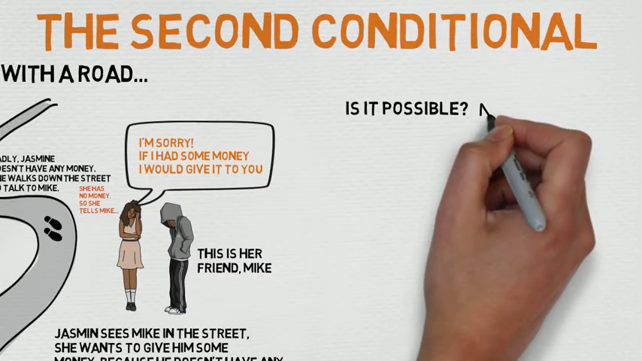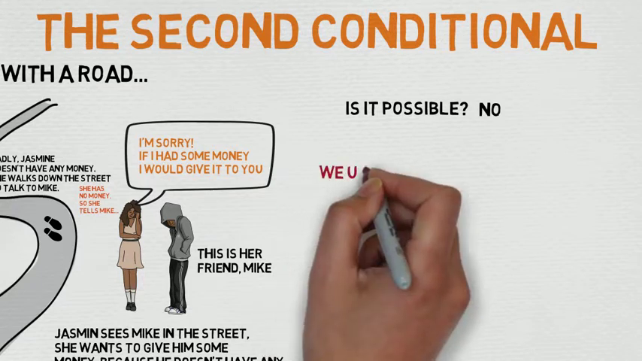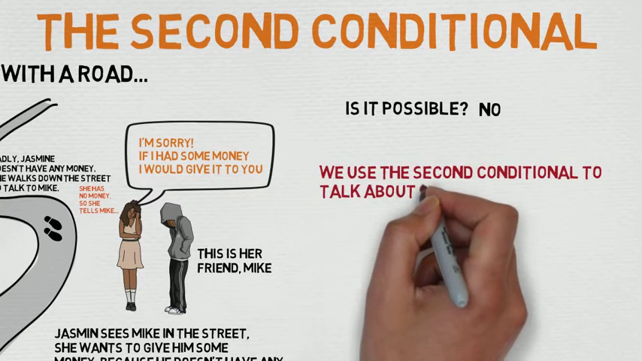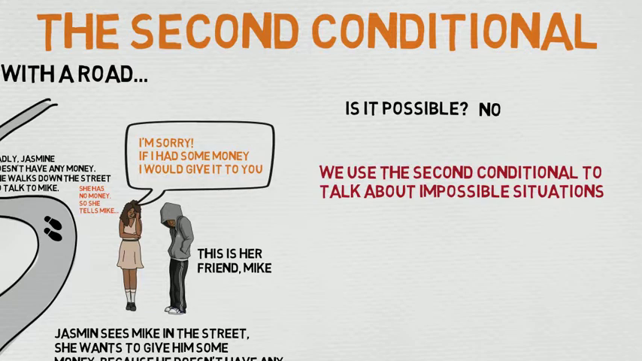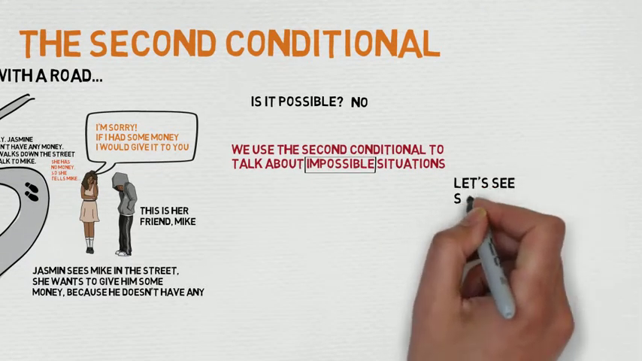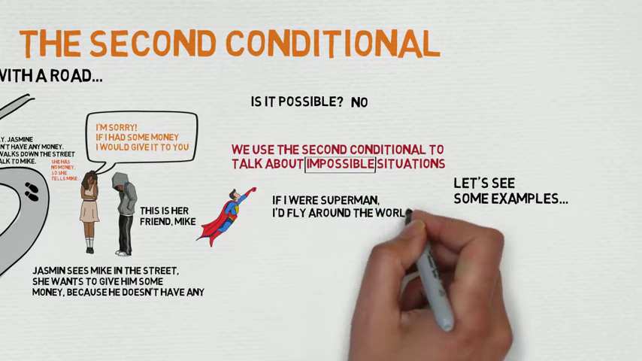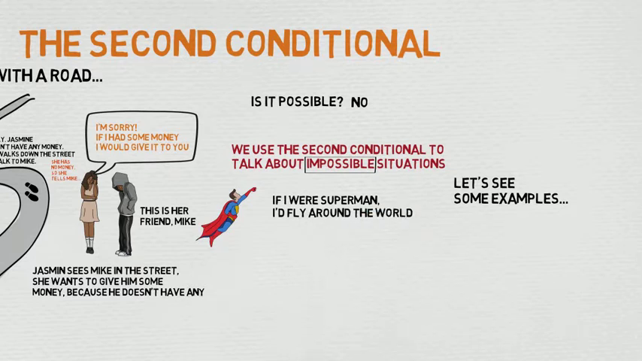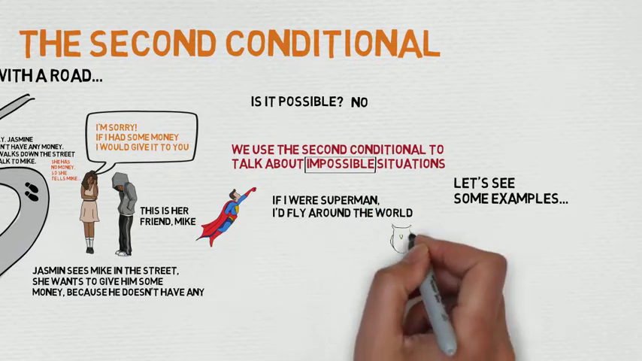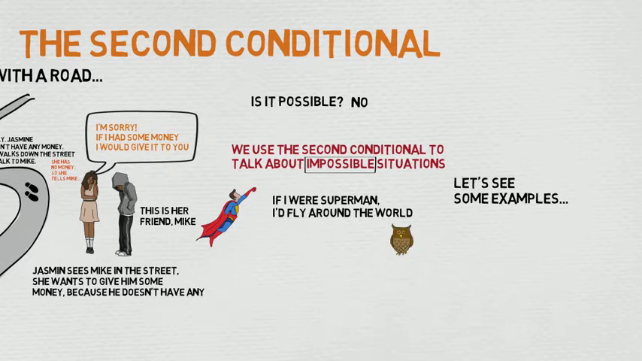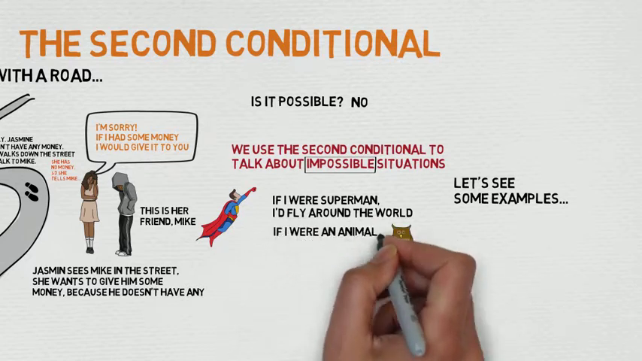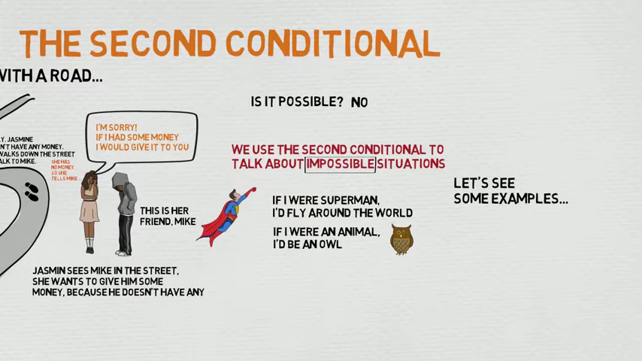Is it possible? No, she doesn't have any money. So we use the second conditional to talk about impossible situations. That's important, impossible. Let's see some examples. Superman. If I were Superman, I'd fly around the world. But I'm not Superman. It's impossible. An owl. If I were an animal, I'd be an owl. It's impossible. I can't be an animal.